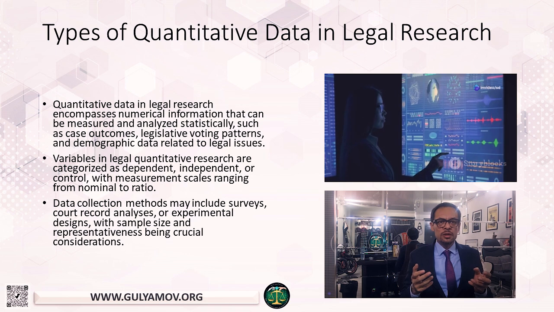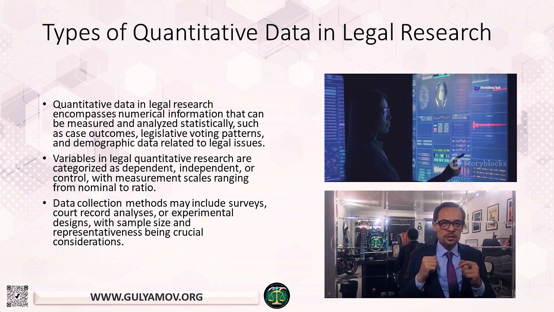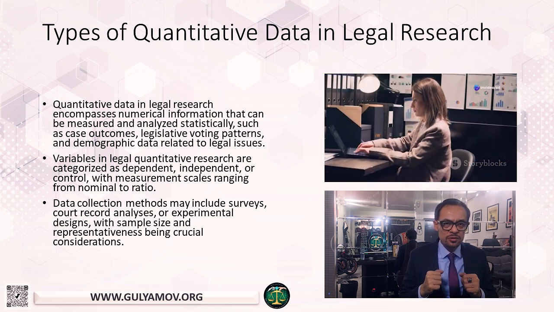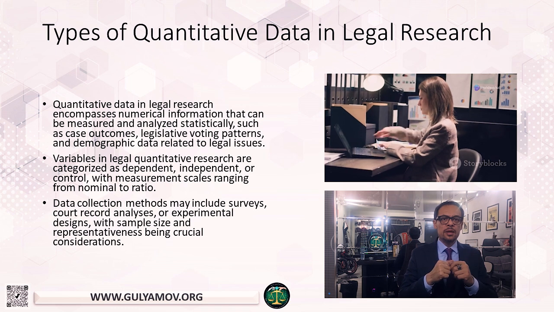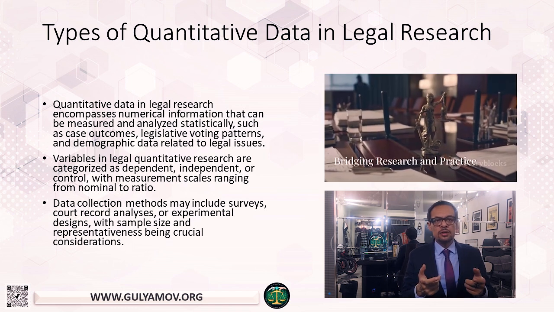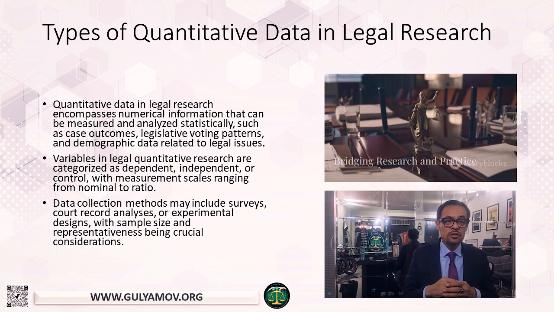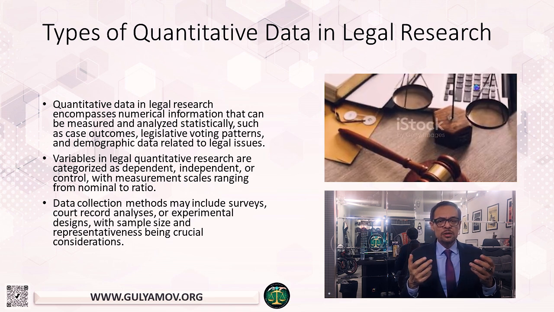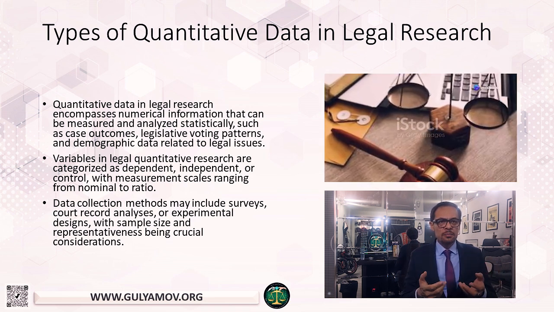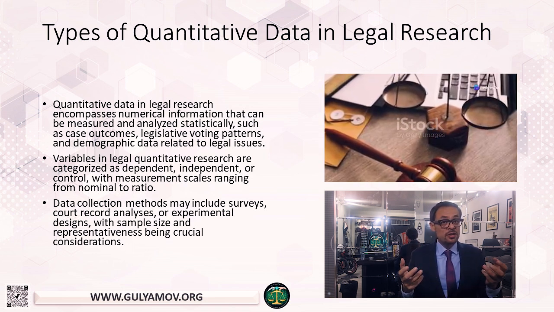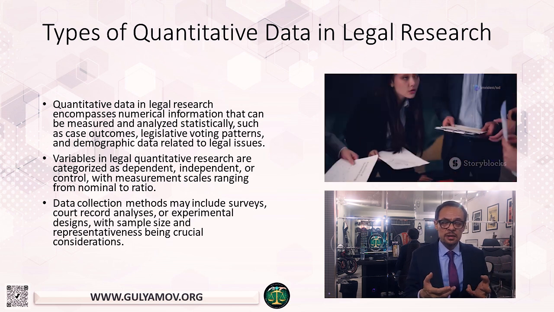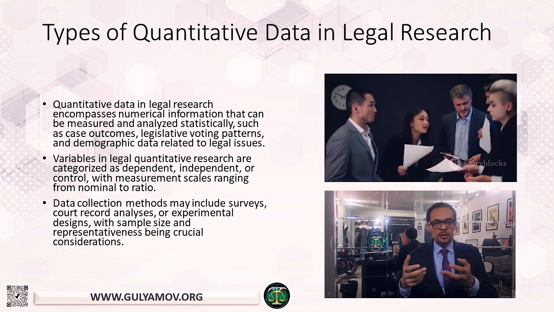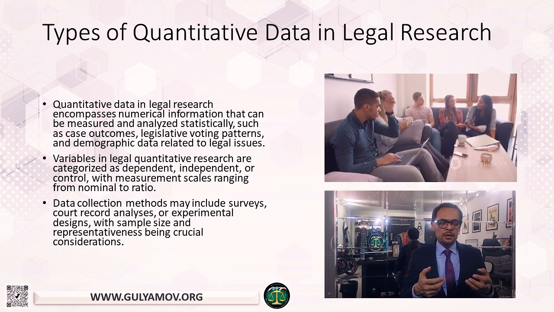Variables in legal quantitative research are categorized as dependent, e.g., case outcomes, independent, e.g., judge characteristics, or control, e.g., jurisdiction. Measurement scales in legal contexts range from nominal, e.g., case types, to ratio, e.g., monetary damages. Data collection methods may include surveys, court record analyses, or experimental designs.